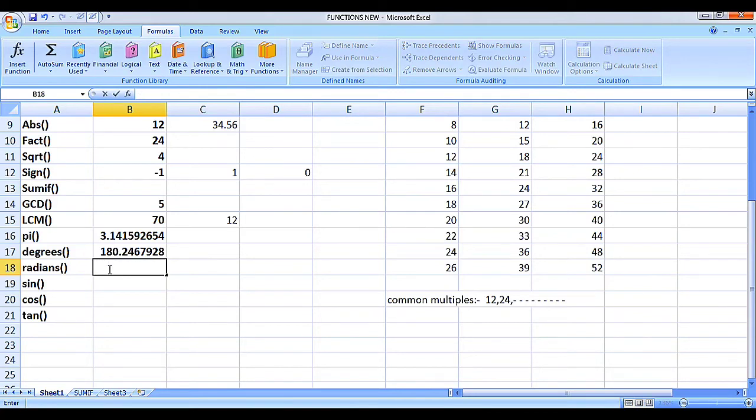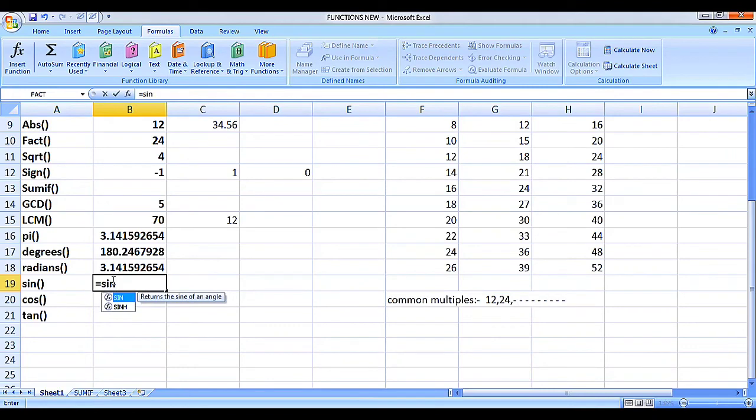Radians, this function converts the angle in degrees to radians. We know 180 degrees is pi radian, that is 3.142. I will enter angle as 180 degree. It is approximately 1.342.